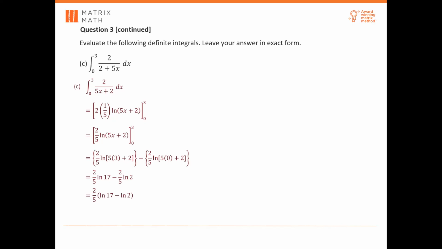So you get 2 over 5, the following. So ln 17 minus ln 2 will become ln 17 over 2. So your final answer is 2 over 5 ln 17 over 2, or 8.5.